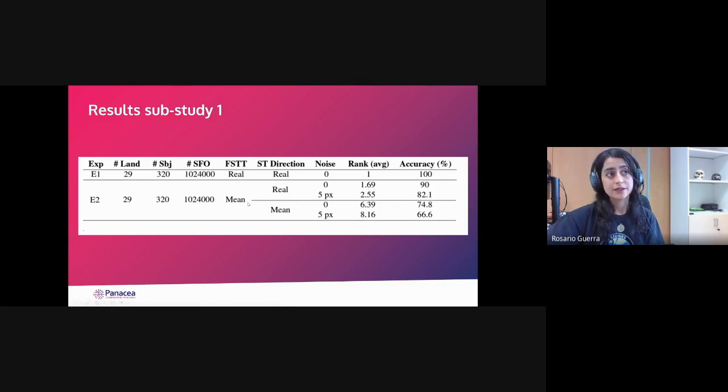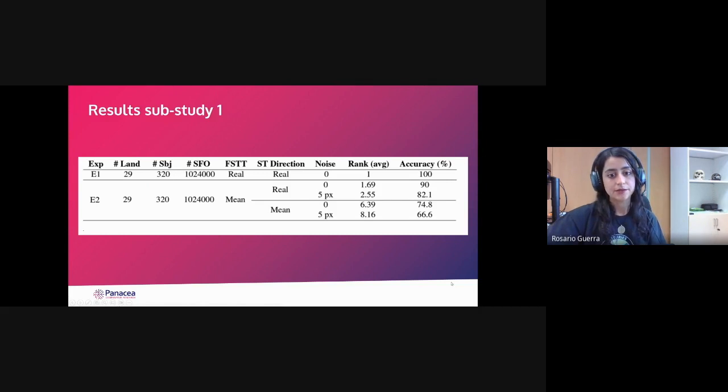And then we vary the conditions of the study from more ideal, like this one, to more realistic. In this second study, in the first part, we are introducing the facial soft tissue thickness mean. So we are using the mean, not the facial soft tissue thickness of the particular case, and we are playing with the noise. With no imprecision in landmarks or with imprecision in landmarks, we can see that the ranking is decreasing, so it is at a higher position, and we are also decreasing the accuracy.